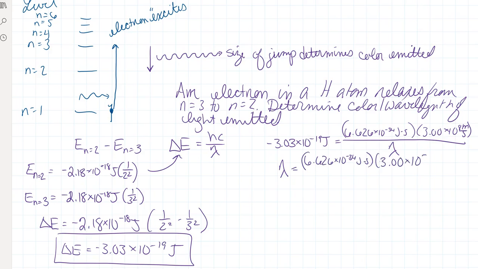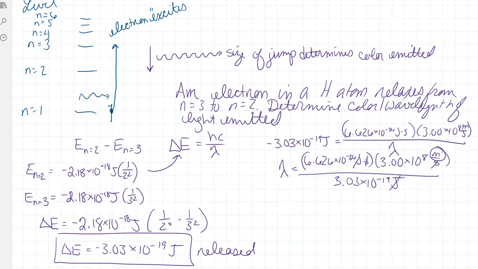I have 3.00 times 10 to the 8th meters per second, and I have negative 3.03 times 10 to the negative 19th joules. And again, this means energy is released. Sorry about that, a little side note. So my joules cancel, my seconds cancel, and my units are going to leave me with meters.